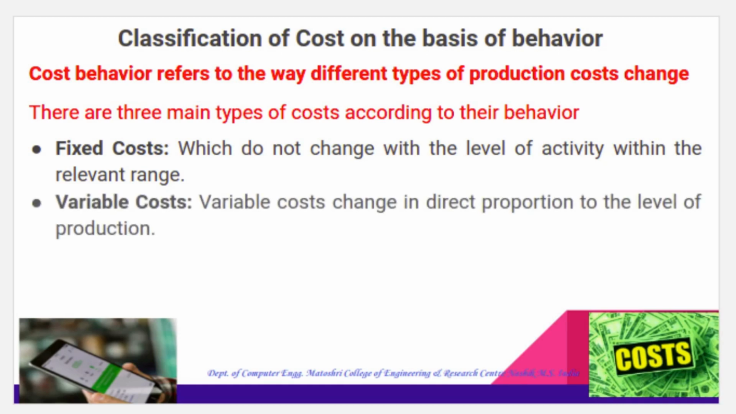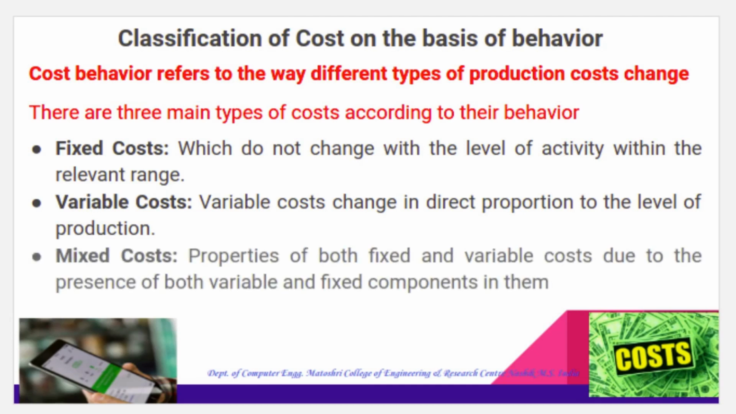For example, rent or expenses like straight line depreciation and many more. Then variable cost. Variable costs change in direct proportion to the level of production. This means that the total variable cost increases when more units are produced and decreases when fewer units are produced. Although variable in total, these costs are constant per unit.